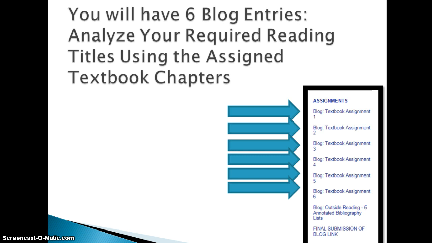Now from Blackboard you can see the list of assignments. This is just a copy and paste from the left-hand column of our menu on Blackboard, and you will have 6 blog entries, and this is where you're analyzing the required reading titles using the assigned textbook chapters. So after you've read chapter 2, you're going to be analyzing the book titles that are associated with that.